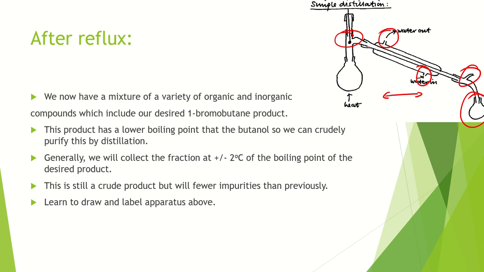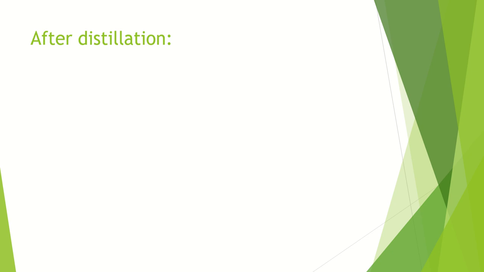That's always the case. And always make sure all your joints are sealed. You can see even in this hand-drawn diagram, everything is sealed apart from our pressure outlet down here. So we'll boil across and we'll collect our 1-bromobutane over here at about plus or minus 2 degrees within its boiling point. So we've got that now. We've still got some impurities that we need to deal with.